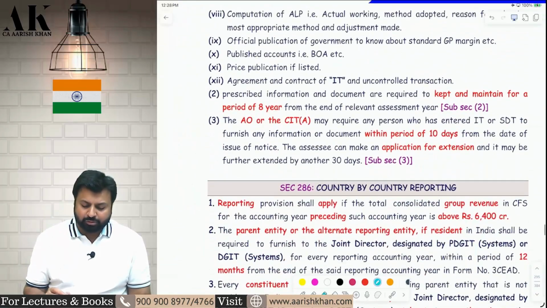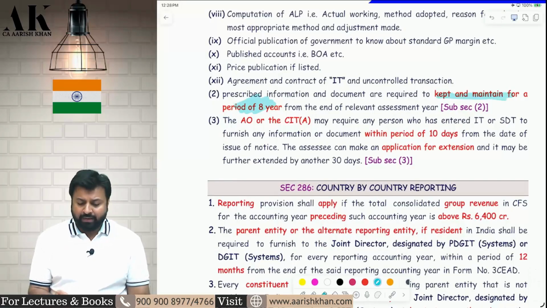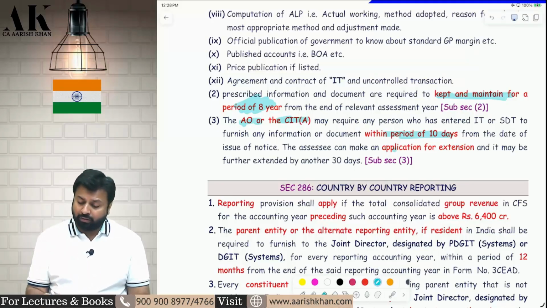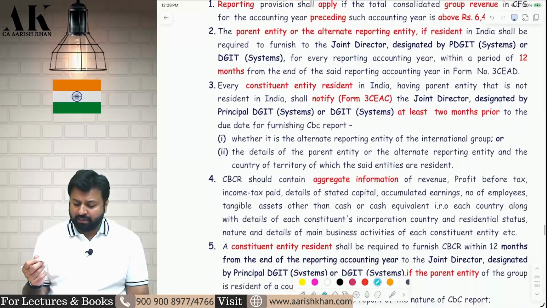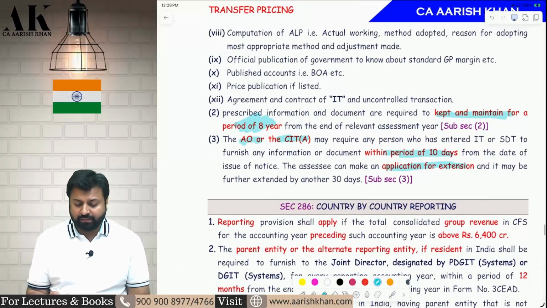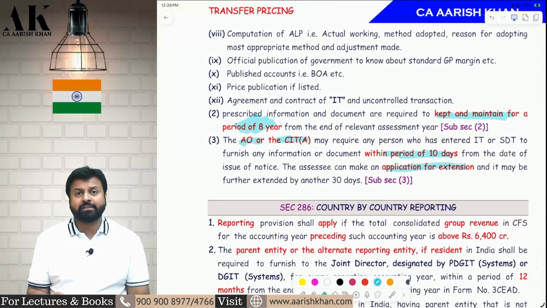For how many years are you supposed to maintain them? You are supposed to maintain the documents for a period of 8 years from the end of the relevant EY. The AO or the CIT(Appeals) may ask for the documents and information, and then you have to furnish them within 10 days. You can also ask for an extension by making an application. If they extend, then that is great. They can extend by another 30 days.